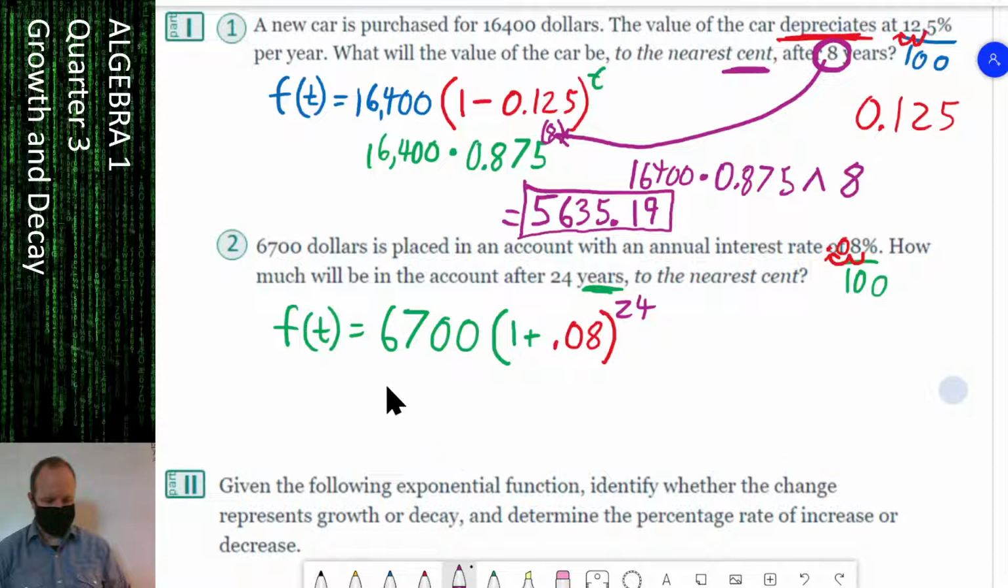So let's go ahead, and you can start off by typing 6,700 into your calculator, and then say times, and when it's addition, it's super easy. What is 1 plus 0.08? 1.08. Exactly, 1.08. And then type that caret button on your calculator and put a 24, and that should tell us how much money we've made, letting that money just sit there for 24 years.